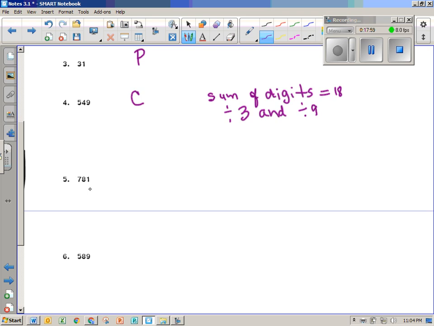Let's try that little rule for 7. It says if you double the last number, which is 2, and subtract it from 78, you get 76. Well, 76 is not divisible by 7 because we know 77 is divisible by 7. It's not divisible by 9 because 16, the sum, is not divisible by 9 or 10.